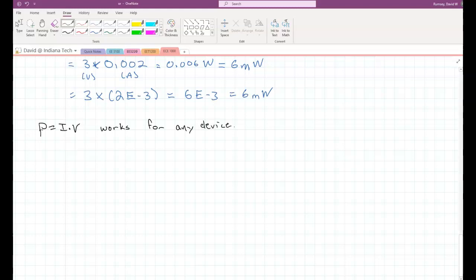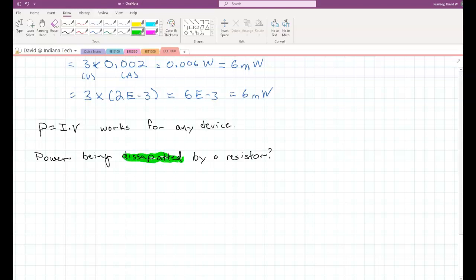So what about a power being dissipated by a resistor? So this is a special case. And the reason I'm looking at this is that there's actually other ways to calculate power that's being dissipated by a resistor.